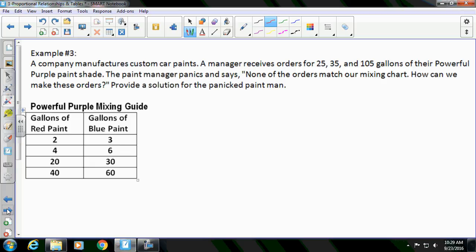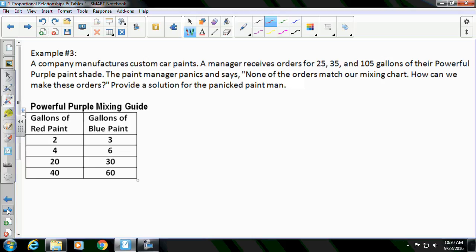Example 3. A company manufactures custom car paints. A manager receives orders for 25, 35, and 105 gallons of their powerful purple paint shade. The paint manager panics and says, none of the orders match our mixing chart. How can we make these orders? Provide a solution for the panicked paint manager. I want you to think about this.